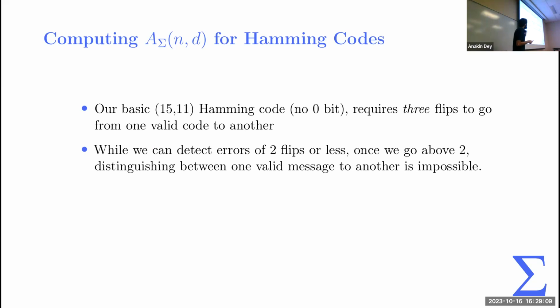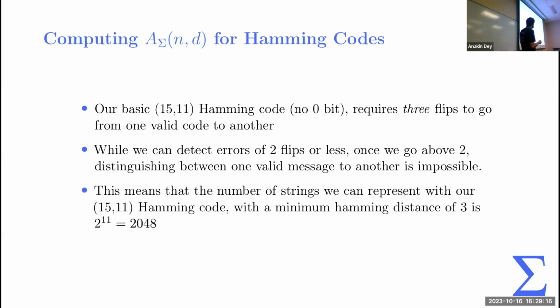So we can detect errors at 2 flips or less, but once we go above 2, we can't distinguish between valid messages. So we would say that our Hamming code has a minimum Hamming distance of 3, where our message length is 11, so we cover 2048 strings within a Hamming distance of 3. We're able to detect and correct errors within a Hamming distance of 3, so 2 or less. And so we say this is a valid code for 2048 possible strings.